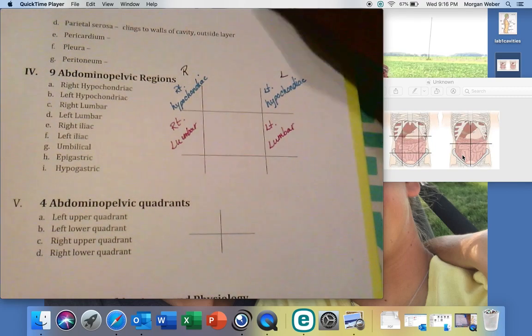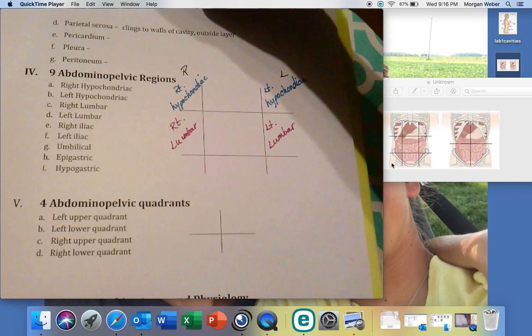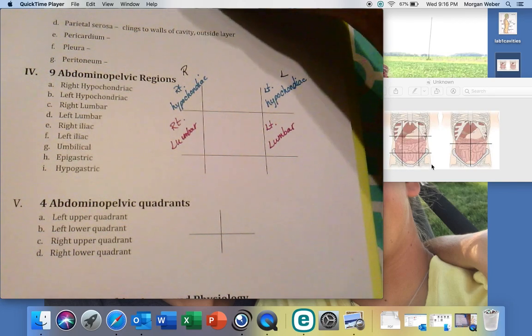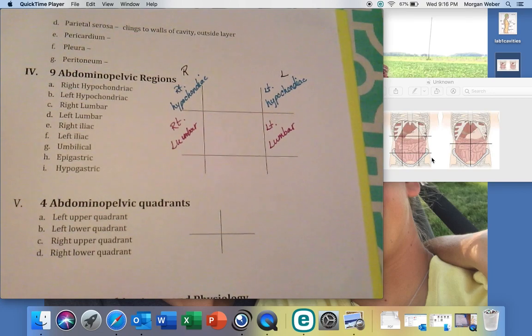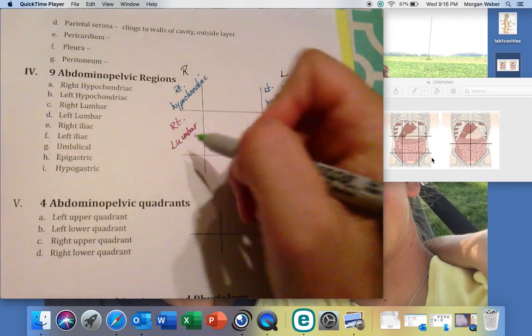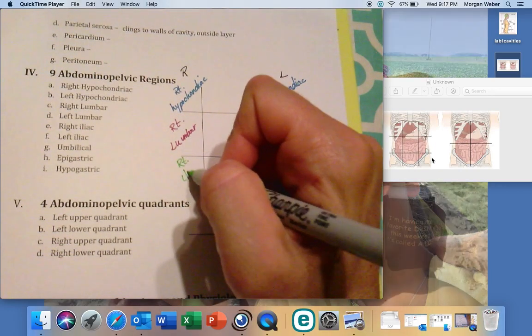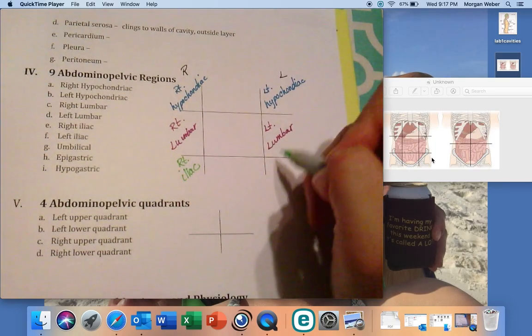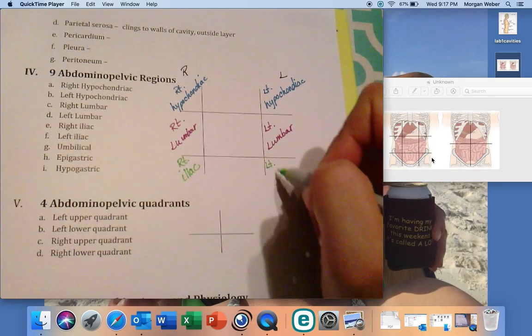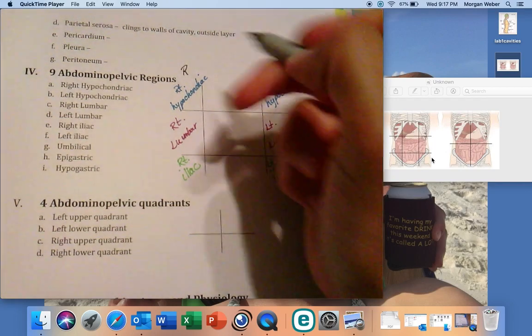All right, let's do the last side region. So you can see we're in the pelvis region here. See that? So we will say this is my right iliac, I-L-I-A-C, and my left iliac, I-L-I-A-C.